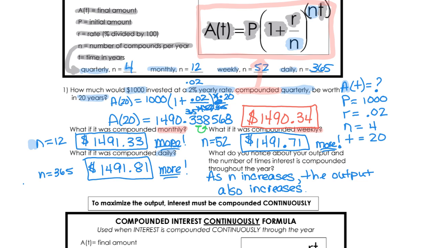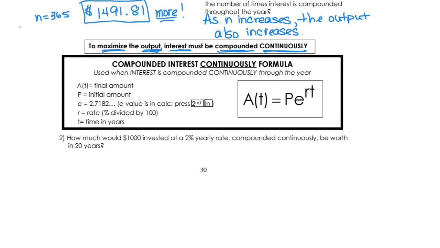So it says to maximize your output or your money, interest must be compounded what they call continuously, which we haven't talked about yet. But that is going to be the amount that you can compound the most by. All right, so compounding continuously beats compounding quarterly, it beats compounding monthly, it beats compounding weekly, and it beats compounding daily, okay? Compounding continuously would be where you want to put your money if a bank offers compounding continuously. All right, so this is a formula for compounding continuously.